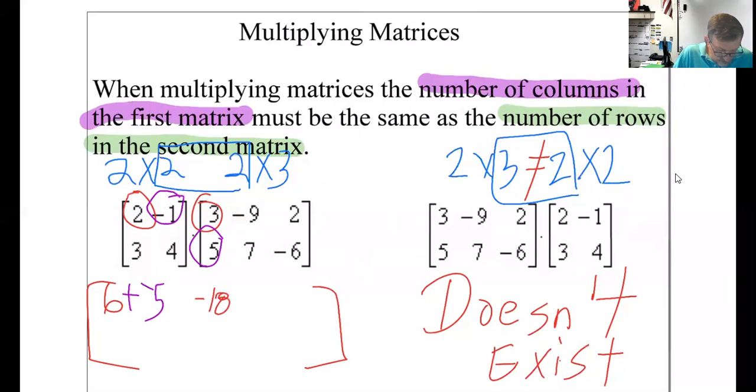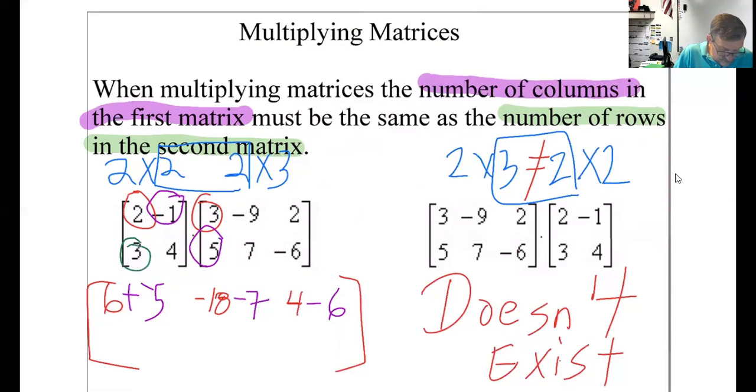And then negative 1 times 7 is negative 7, so subtracting. 2 times 2 is 4. Need a little more space here. And negative 1 times 6 is negative 6. And then you do the same thing in the bottom row. So let's go different colors.